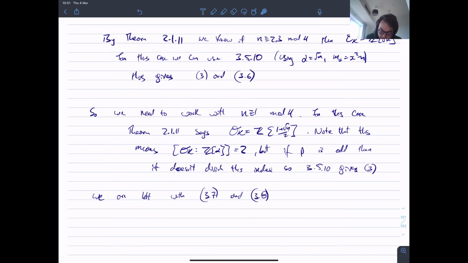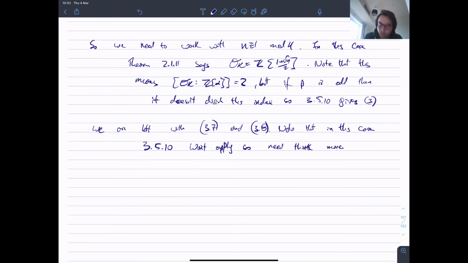And notice that in this case 2 does divide this index, so we have a problem. So we have to somehow think a little bit outside the box. Let me just say, note that in this case, Dedekind-Kummer, so 3.5.10, won't apply. So we need to think some more. So what do we do? So let's do the first one.